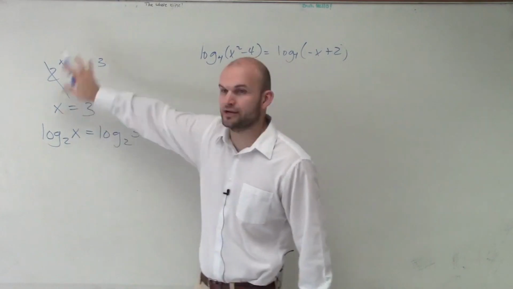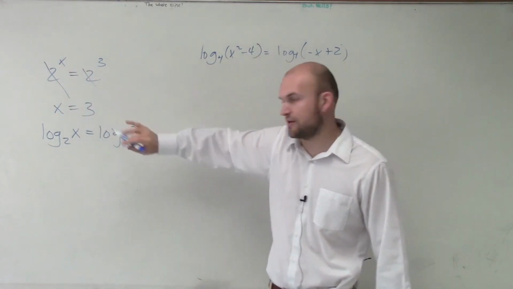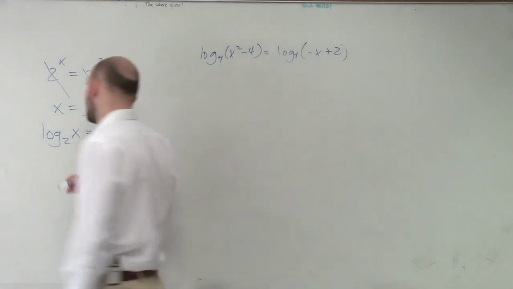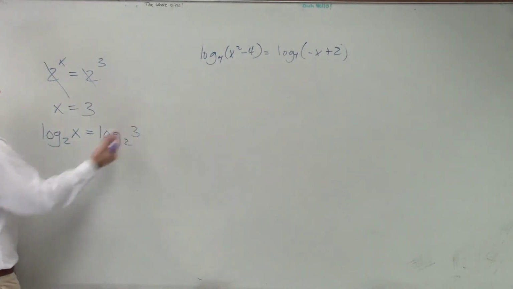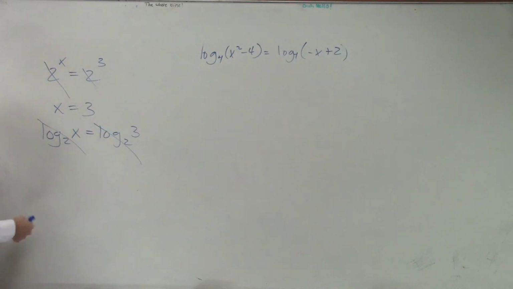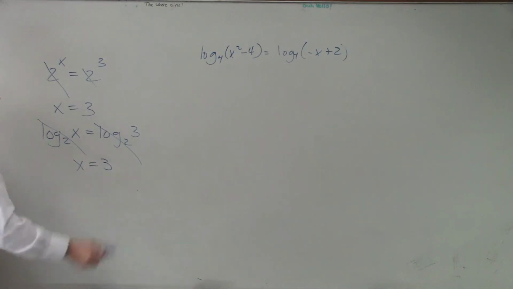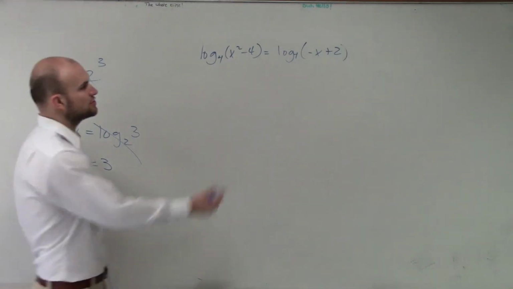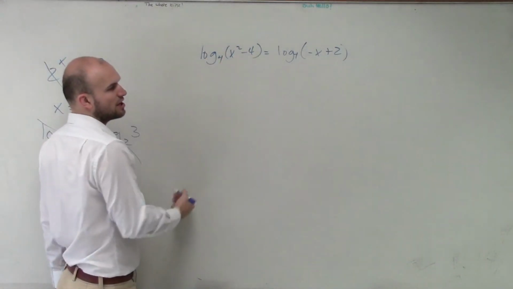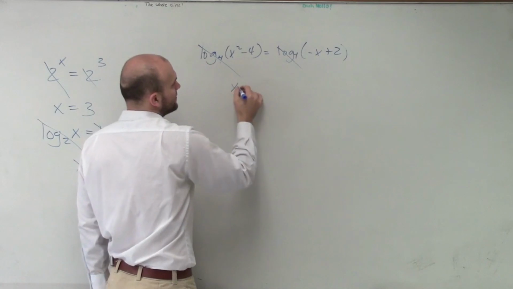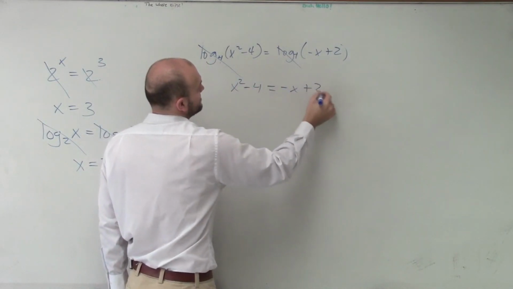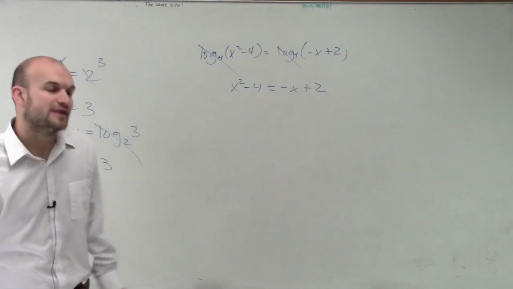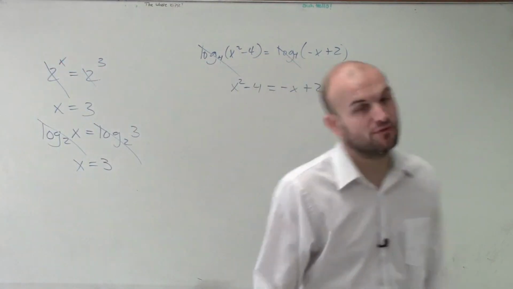So in this problem, I know these are different from how I wrote them, but all I want you guys to understand is if I have log base 2 of x equals log base 2 of 3, the base and the logarithm aren't going to matter. We know whatever we're evaluating them for have to equal one another. So in this case, since I have log base 4 equals log base 4, I now know that x squared minus 4 has to equal negative x plus 2. So now it comes to an algebra problem where I have to solve this.